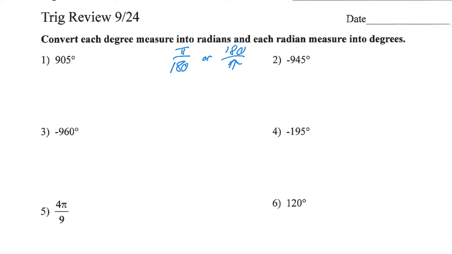So this first one is starting in degrees. Right, so if I want to cancel the degrees, then I want the degrees to be in the bottom. So I'm going to take 905 and multiply it by pi over 180. So what you're really looking at is simplifying a fraction. So you're going to have 905 pi over 180, and just ignore the pi and simplify the 905 over 180.